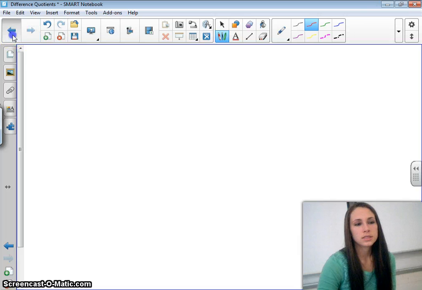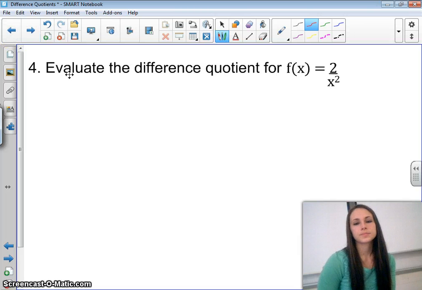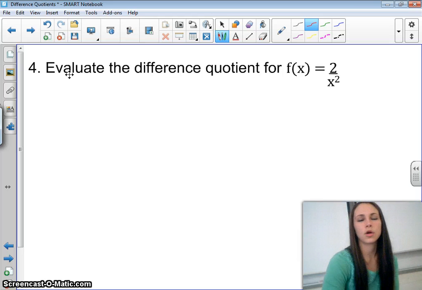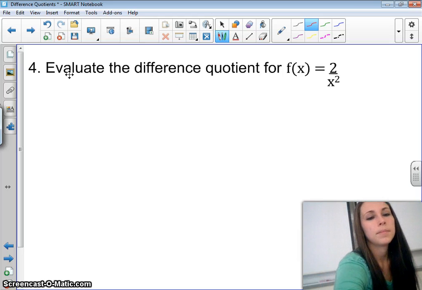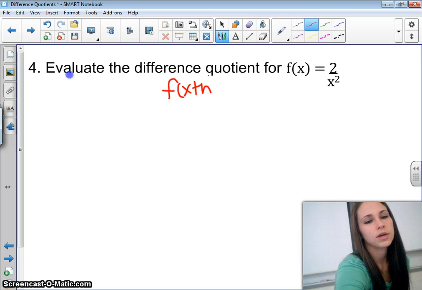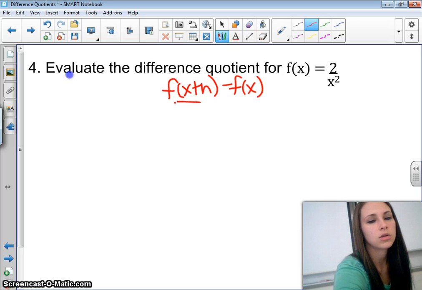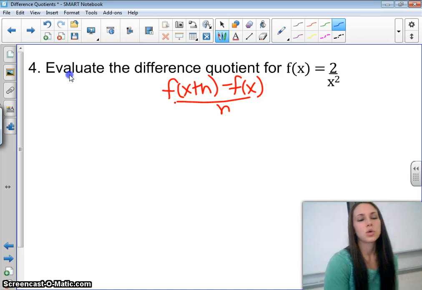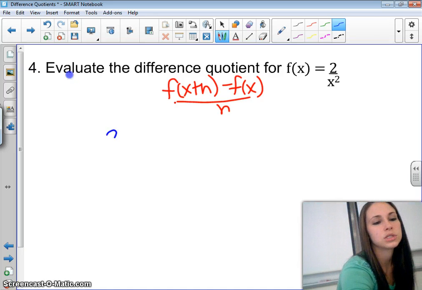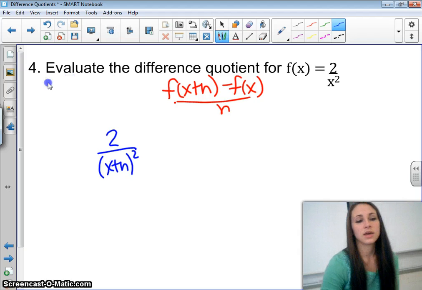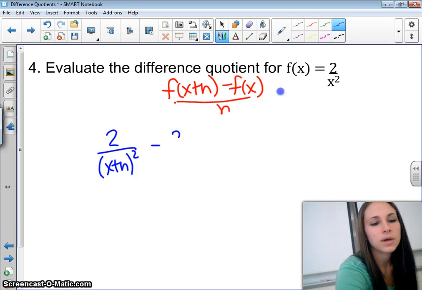Alright, and then our last example here. This one is a little bit challenging also. This one's probably one of the harder ones that I would give you. But I'm going to write my difference quotient down, f of x plus h minus f of x all over h. So when I plug in my x plus h, this is going to give me 2 over x plus h squared. That's f of x plus h. I just plugged x plus h in for x. Minus my original function, so 2 over x squared, all over h.